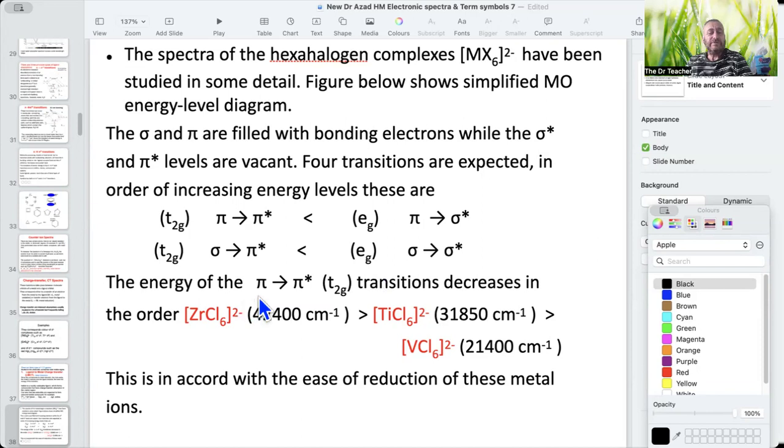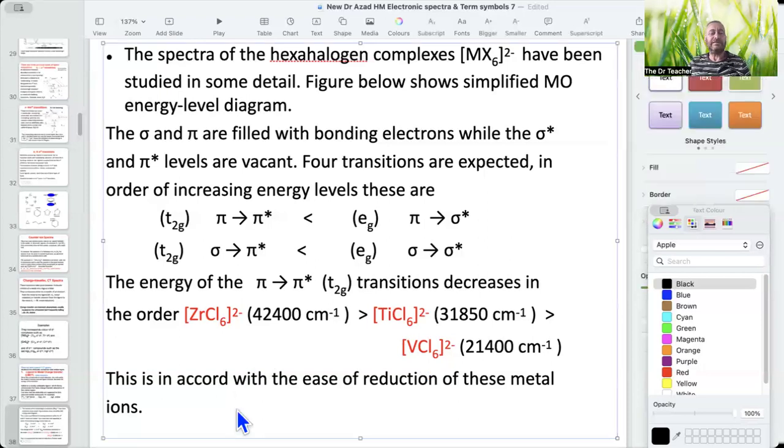The energy of the pi to pi star of the t2g transition decreases in this order. Look, we are changing the metal with the same oxidation number, and you can see there is a change in the energy. Why? It's due to the pi star. Whatever the spectrum, you need energy for it. So it depends on the metal ion.